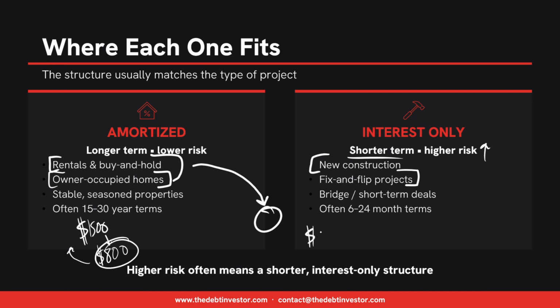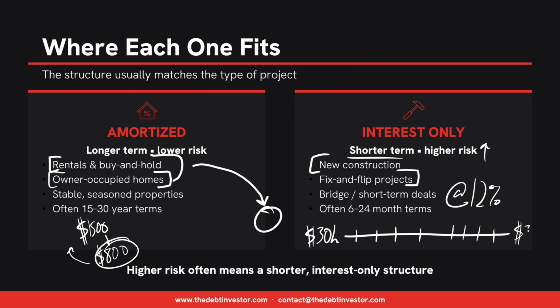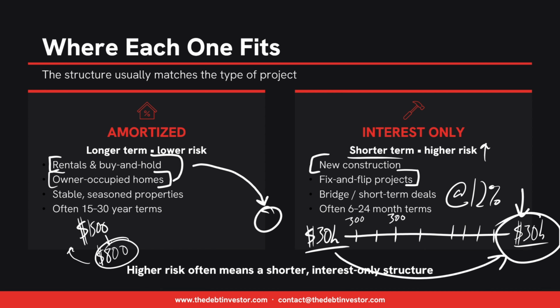So think about it like this. If you lend someone $30,000 at, call it, 12%, every single month they're going to owe you $300. And then at the very end of that loan, they're going to pay you back your $30,000. They're going to use your $30,000 to, let's say, fix a house, because you can't build a house for $30,000. Every month they're going to pay you $300, and once the house sells, they're going to pay you back your entire original $30,000.